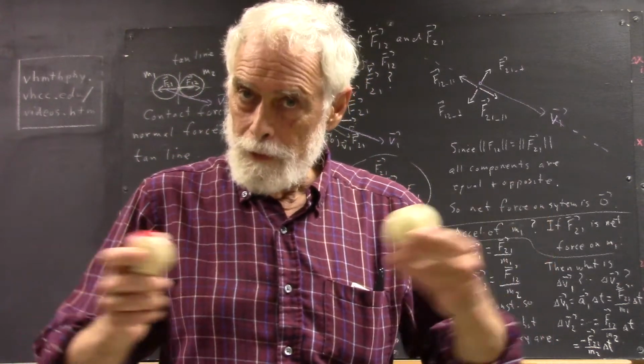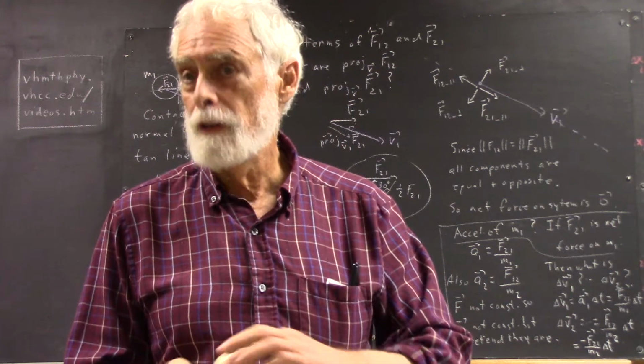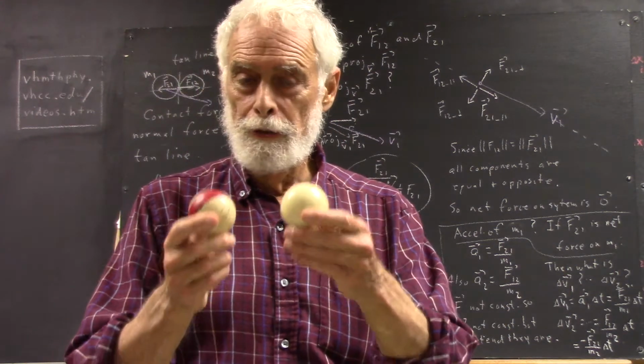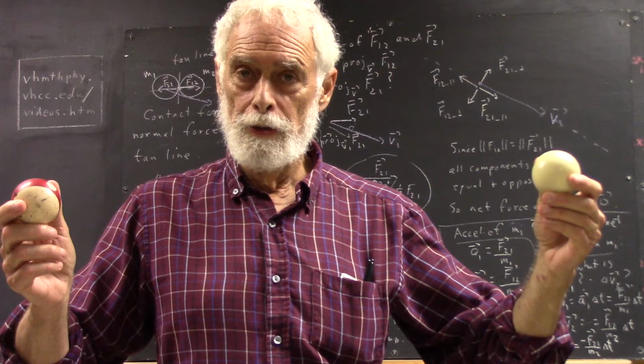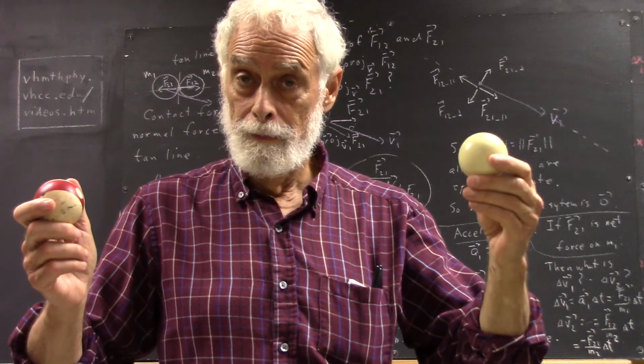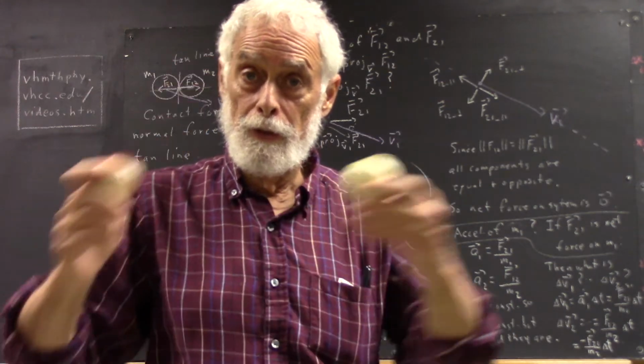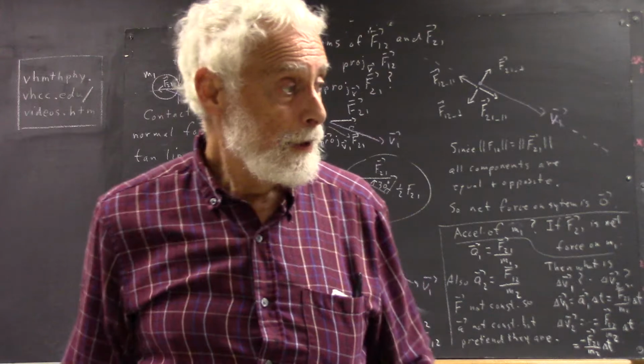Now, if these are rolling along a table, and let's assume the table is frictionless, which isn't the case in any real situation, but if the balls approach each other, they could hit head on and bounce off like this. Or they could hit a little off center, and then they bounce like this.